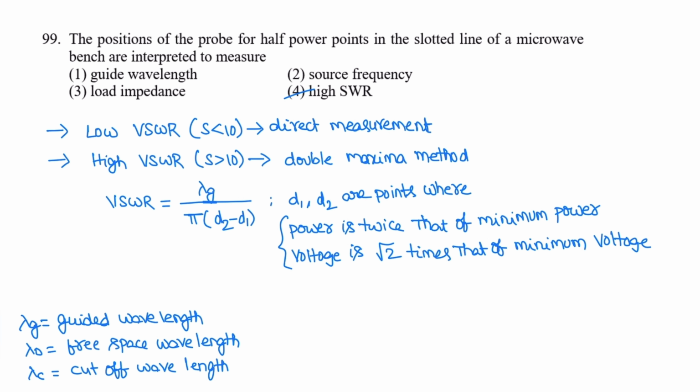So VSWR is given in terms of lambda g, where lambda g is the guided wavelength, lambda naught is the free space wavelength, and the relation between lambda g and lambda naught is lambda g equals lambda naught divided by square root of 1 minus lambda naught by lambda c whole square. Here lambda naught is the free space wavelength and lambda c is the cutoff wavelength of the waveguide. So the position of the probe at half power points, where power is twice that of minimum power, in a slotted line of a microwave bench is interpreted to measure high voltage standing wave ratio, that is, for VSWR greater than 10.